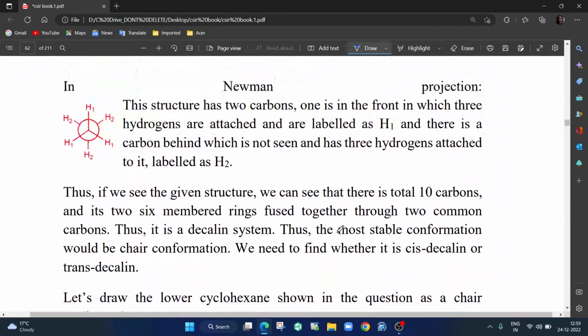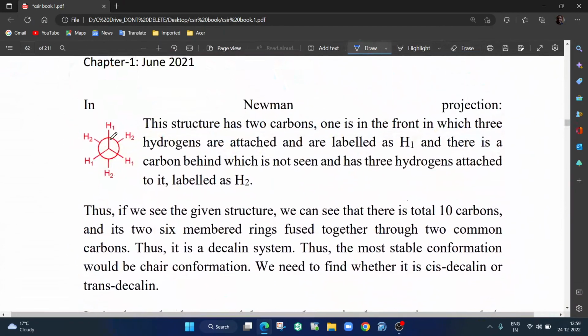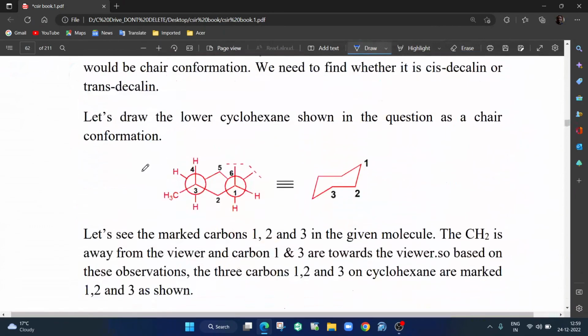So, we know this much, that in a Newman projection when you are having something like this, this front part is towards the viewer, so all these H1s are towards us and all these H2s are behind us. So, this is the structure. You are having 2 methyls here and 1 methyl here and that is it.